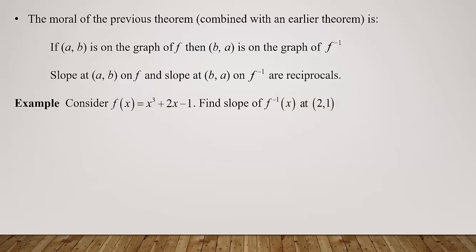So let's do a quick example. We're going to look at the function x cubed plus 2x minus 1. We are going to find the slope of the inverse function at the point (2, 1). And we do not need to get the inverse function in order to answer this question. We're going to use the power of what's at the top of this slide. So please write this down because I'm heading off to the chalkboard to work through it.